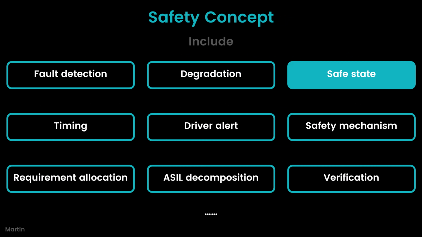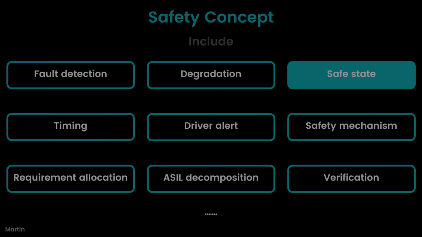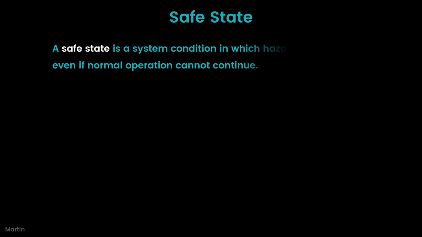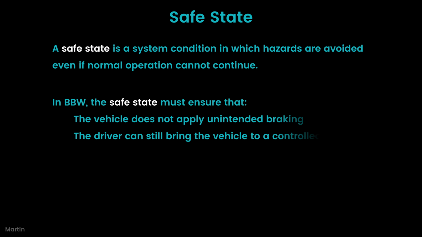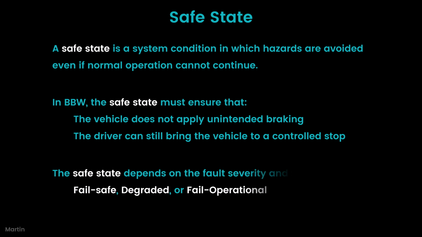Okay, let's move on to safe state. A safe state is a system condition in which hazards are avoided even if normal operation cannot continue. In a brake-by-wire system, the safe state must ensure that the vehicle does not apply unintended braking, and the driver can still bring the vehicle to a controlled stop. The safe state depends on the fault severity and system design: fail-safe, degraded, or fail operational.